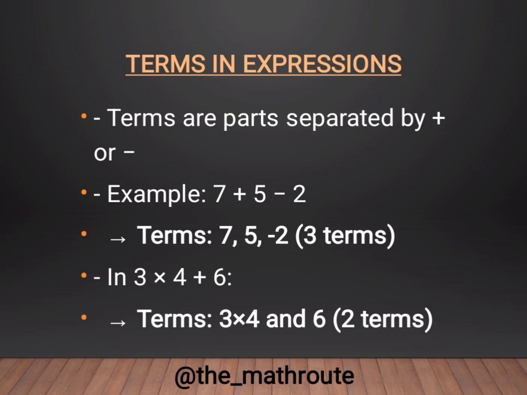So moving on to the next, the terms in expressions. The terms are parts separated by plus or minus, as we have seen earlier. So for example, 7 plus 5 minus 2 is an expression. The terms will be 7, 5, minus 2. Why do we say minus 2 instead of saying 2 alone? Because here the terms are taken along with their signs. In simple words, an expression can have both positive and negative terms. Whereas in the second example, 3 into 4 plus 6, 3 into 4 is one term and 6 is the other term. So there are two terms only.